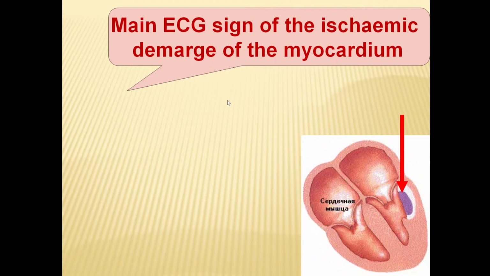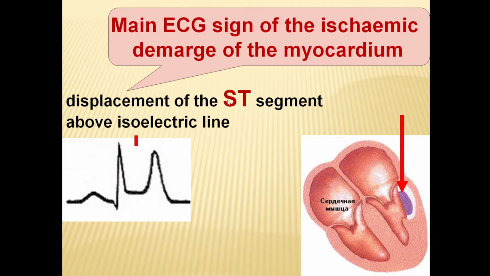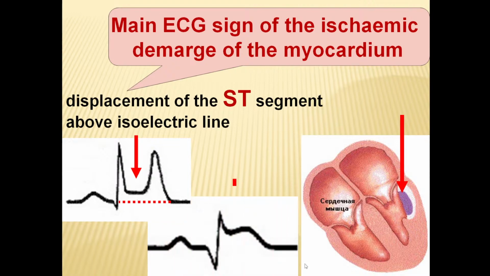If the process progresses, the next step will be damage of the myocardium, which is indicated by the position of the ST segment, which rises above the isoelectric line. Normally, if you remember, the ST segment must be compared with the TP segment, which must be on the same level. It must be isoelectric. Due to damage of the heart muscle, the ST segment moves up.